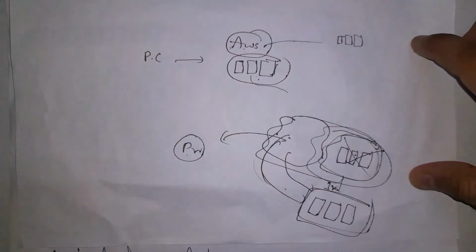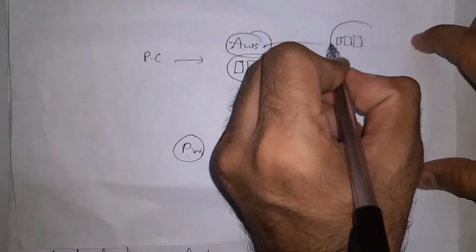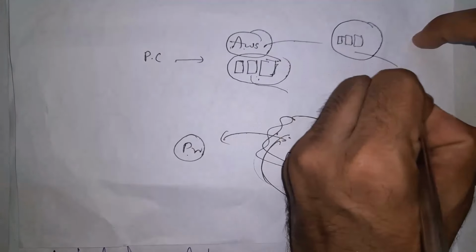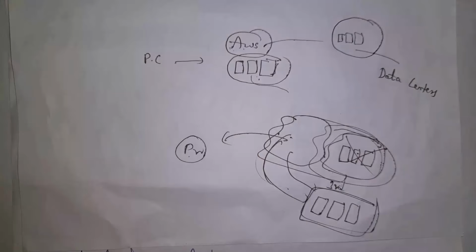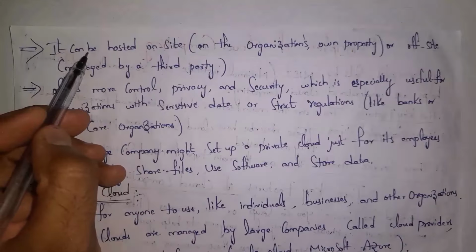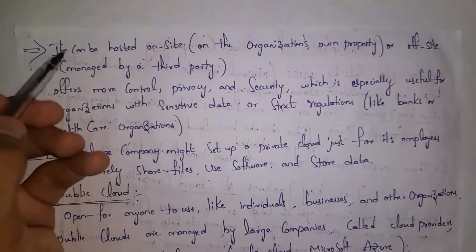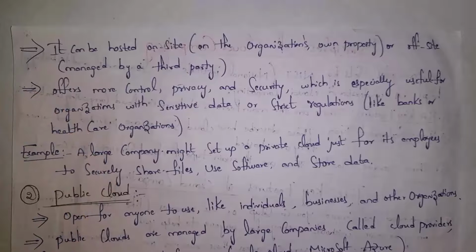Guys, the AWS company contains many servers in different locations, and the place where servers are located, we call data centers. AWS contains many data centers. Some data centers are located in Hyderabad and some data centers are located in Bangalore. So AWS contains many data centers in many locations. So private cloud can be hosted on-site or off-site. On-site is nothing but that company can create their own private cloud or they can also purchase from third parties.